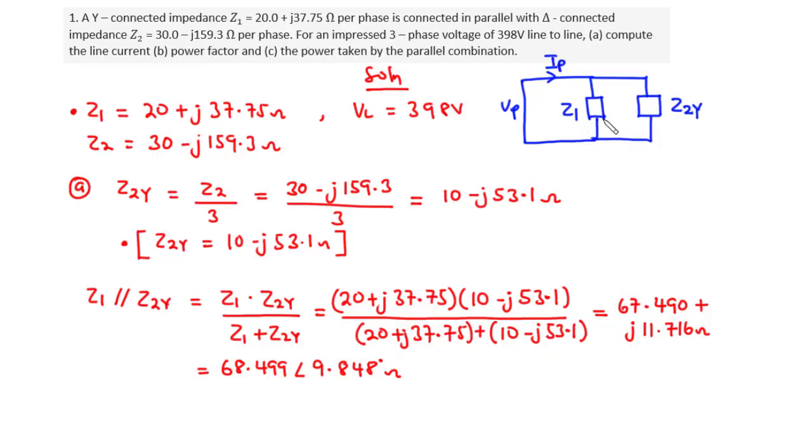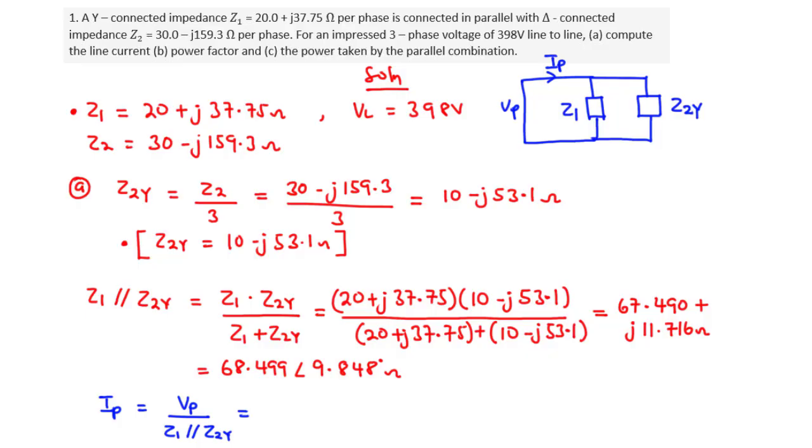So that is why we found the parallel combination of these two impedances. So that is 68.499 ∠9.848°. So to find the phase current IP, we take the phase voltage divided by the parallel combination of this impedance, that is Z1 parallel Z2y. So we have the phase voltage.